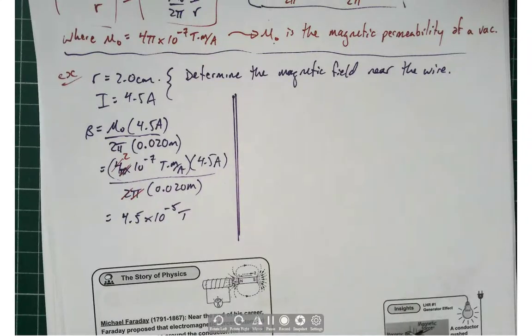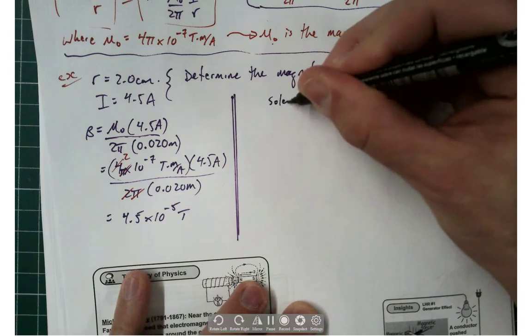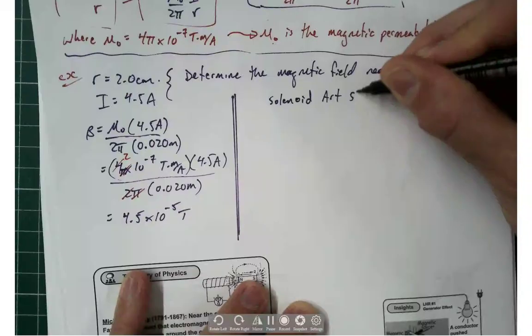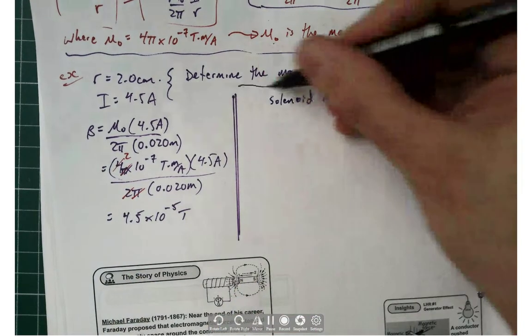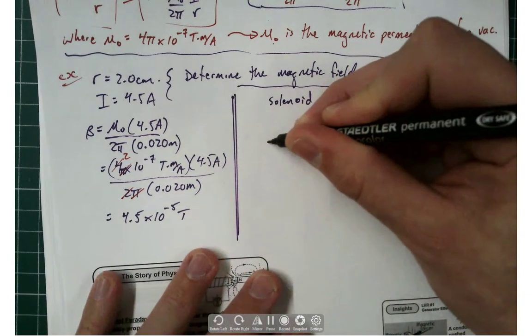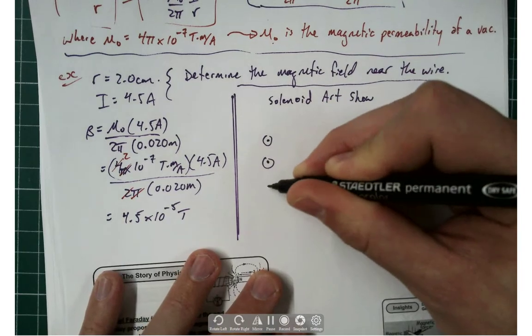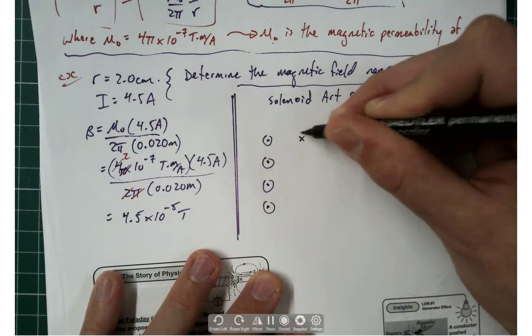We have to deal with some solenoids. So I want to just do a quick little solenoid art show. And you folks need to be able to interpret or draw solenoids. And solenoids, of course, are these current carrying wires. And so one way to draw a solenoid is to do it cross-sectionally. And so this is a cross-sectional solenoid.